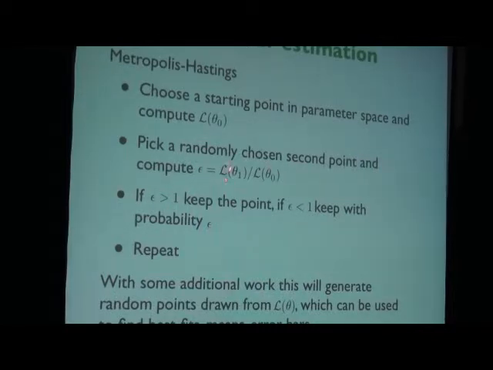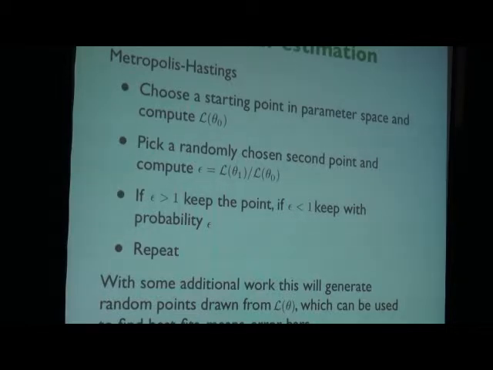If epsilon is greater than 1, so if the likelihood is larger, you just keep the next point. If epsilon is smaller, you keep it with probability epsilon. So this gives you something like a thermal sampling. If you look at it, you see that this is like a thermal process, and you just repeat and store all the points. Now, with some additional work, this will generate random points drawn from L. I mean, all the points are certainly random points drawn from L, but as it is, they're not uncorrelated, so typically you have to do something to the chains later on, but it's all there in the standard codes. But this is the basic idea.